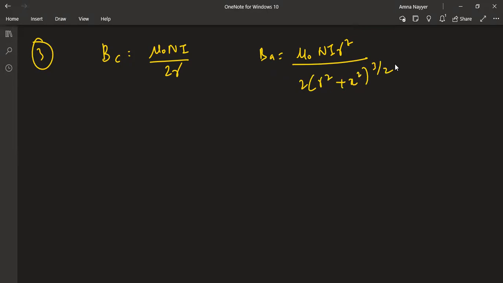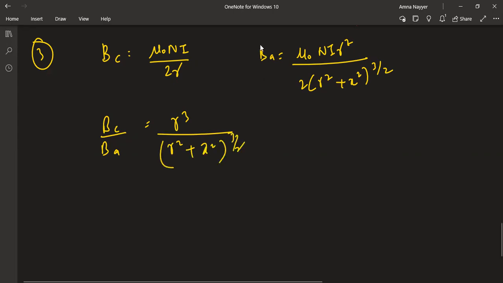Now if you take up the ratio, this ratio you have to take. BC by BA. So mu naught Ni, mu naught Ni, 2, at least this part will get cancelled. So you will be left with r cube by (r square plus x square) to the power 3 by 2. Right, r cube by (r square plus x square) to the power 3 by 2. This is what you are left with.